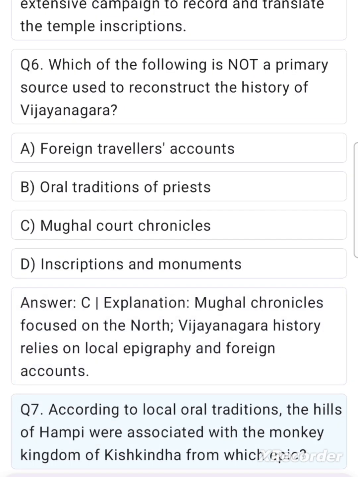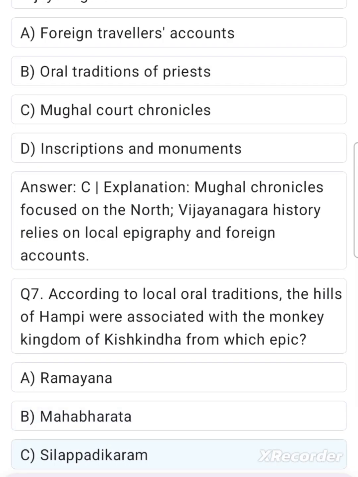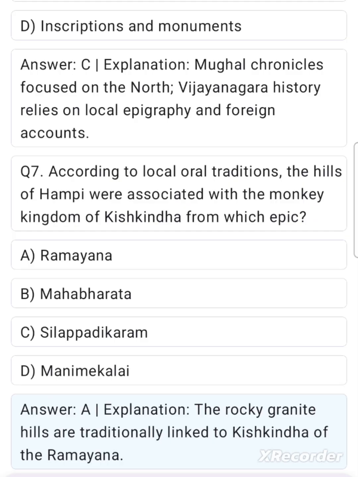Q7. According to local oral traditions, the hills of Hampi were associated with the monkey kingdom of Kishkindha from which epic? A. Ramayana. B. Mahabharata. C. Silappadikaram. D. Manimekalai. Answer. A. Explanation. The rocky granite hills are traditionally linked to Kishkindha of the Ramayana.